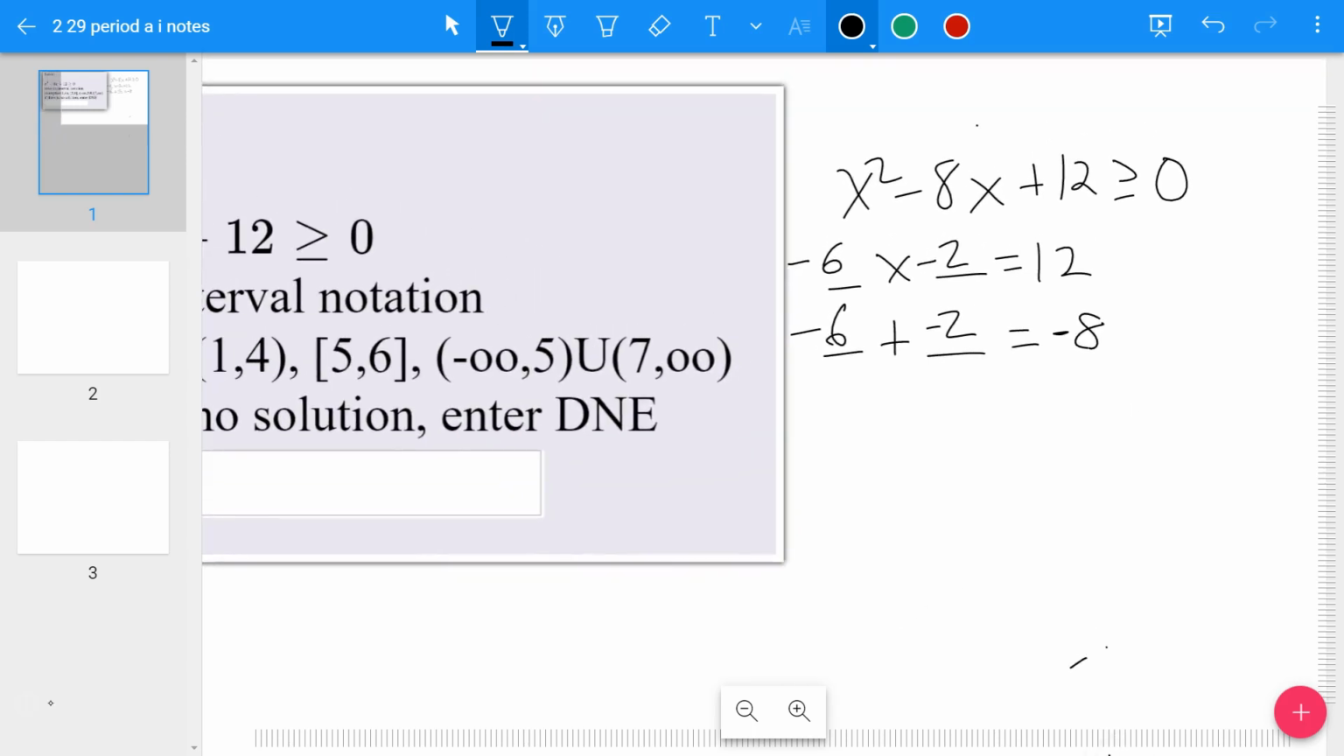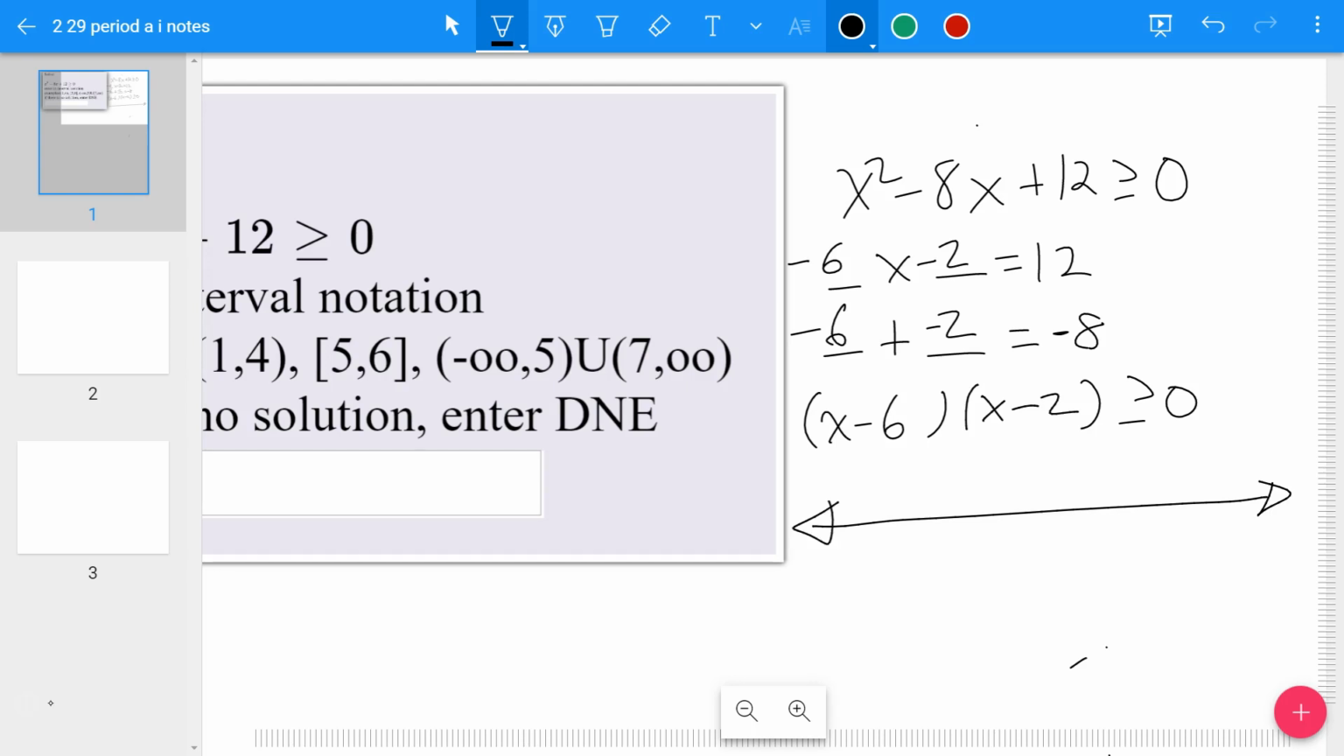Those check. So once you've done that step, let me zoom in. The next stage, you can factor the expression on the left side. So I'm going to put x minus 6, and then x minus 2. Then you mark the opposites of these two values on the number line. Remember that the 6 and the 2 are the roots, so mark them on the number line. So this is 2 right here, and then 6 right here.